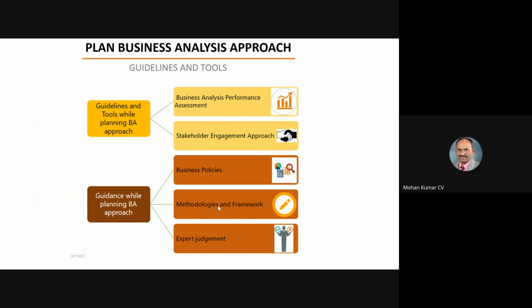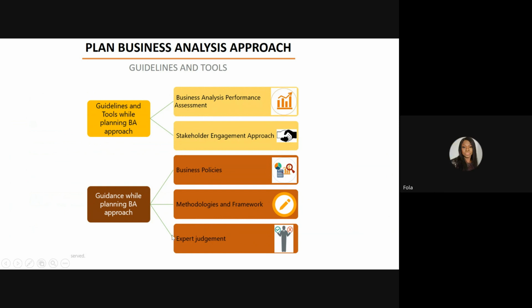Guidance while planning the BA approach includes business policies, methodologies and frameworks, and expert judgment. Expert judgment comes everywhere. When you are trying to do something, the biggest tool will be expert judgment. Why do you require expert judgment for business analysis? Why do you require expert judgment as a guidance that you would get for the business analysis approach?